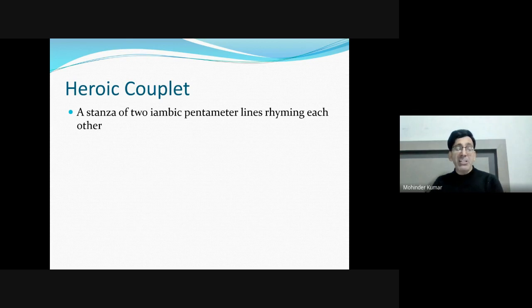Pentameter means in each and every line, there must be 10 syllables. And the syllables must be arranged. Kaise arranged honi chahiye? Unstressed followed by stressed. Aise arrangement honi chahiye. Aur ye do lines ki jo rhyme scheme hoti hai end mein, wo same honi chahiye. So, itni sari conditions jab follow hoti hain couplet mein, only then it becomes heroic couplet. So, heroic couplet is a stanza of two iambic pentameter lines rhyming with each other.